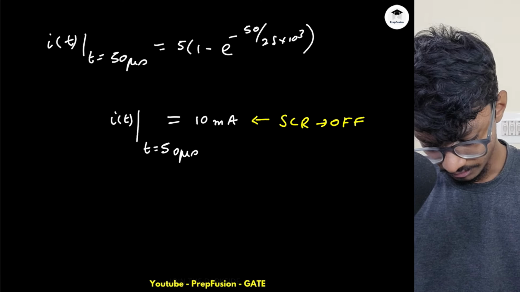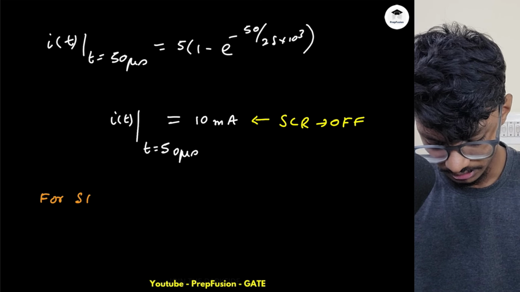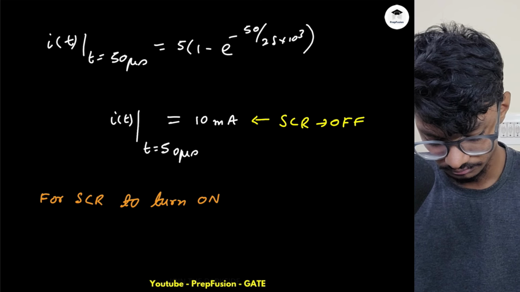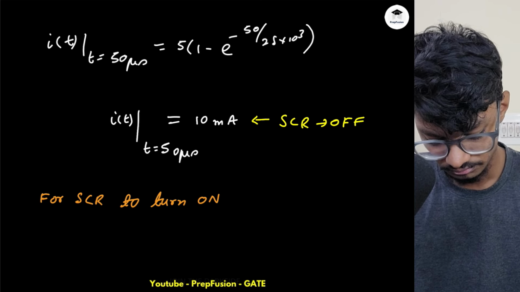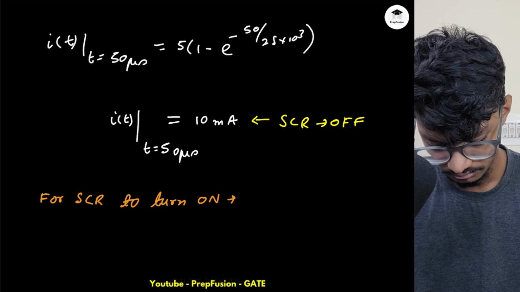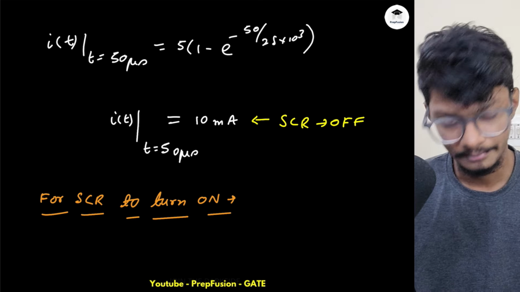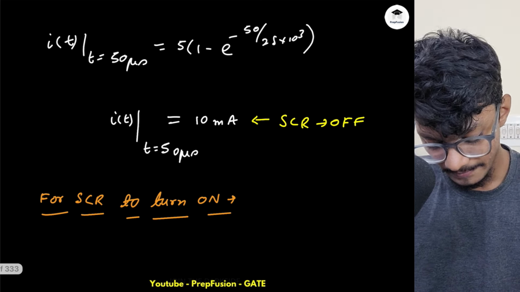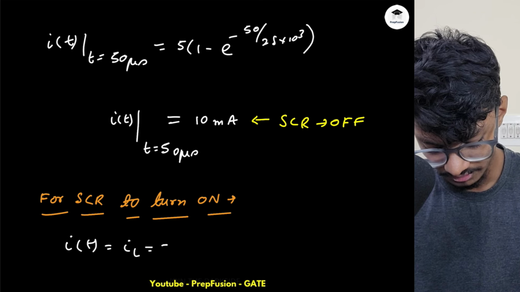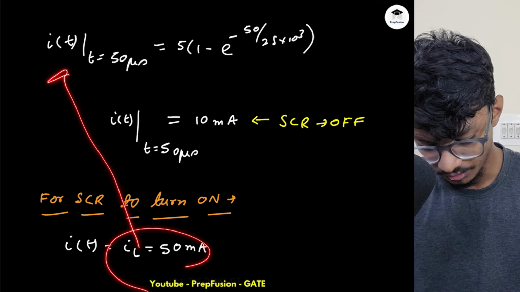So we'll write here, for the SCR to turn on, what will happen? Basically my current I of t should reach the latching current, that is 50 milliamperes. So I will equate this with the current equation.